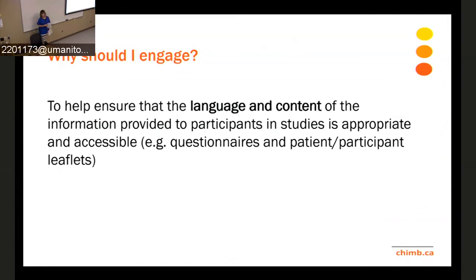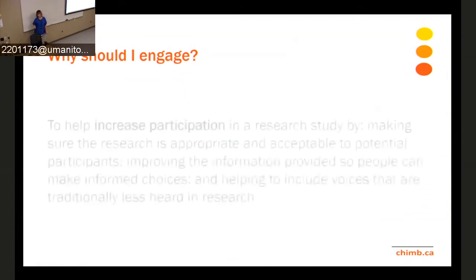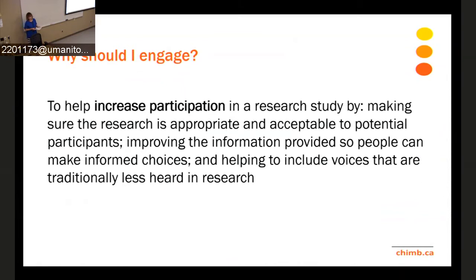Language and content. This is a really important one. Patients and public partners can help ensure that the language and content of the information being provided to participants in studies is appropriate and accessible. In a chronic pain study, again, there seem to be a lot of chronic pain studies, the informed consent process was co-developed with patient partners to make it understandable to study participants. And this involvement helped improve recruitment because potential participants felt they were more informed and more comfortable with the process. Again, increasing participation is one that we always see.